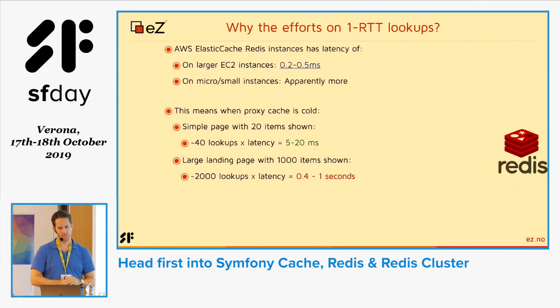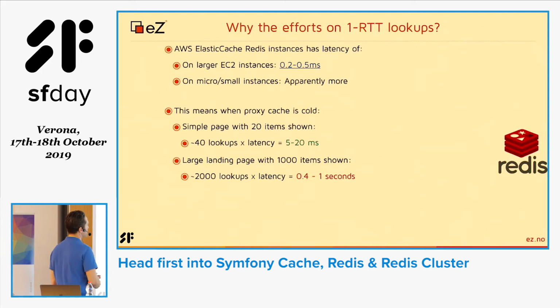So what this means is that when, for instance, our application starts up and it has a cold cache, no cache at all, a simple page could, for instance, do 40 lookups. So not in our case, that's more like a demo example with Symfony. Then you might have 20 lookups, maybe. And that is not so bad. 5 to 20 milliseconds is roughly what it accounts for, plus the computing on this and the PHP runtime on this. But just for the wait time, adds up to roughly this.